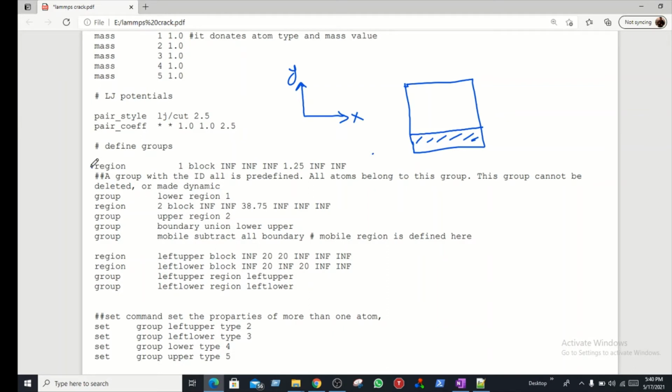And after declaring our region 1, we are going to tell LAMMPS that we are taking region 1 in the lower region, in the lower group. That means this will be our lower group.